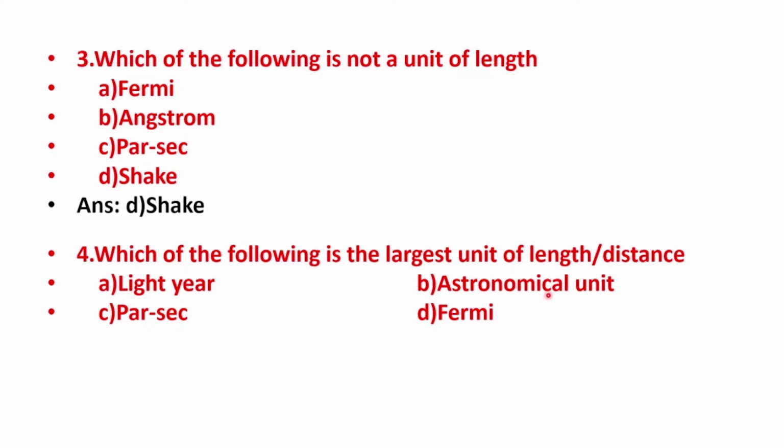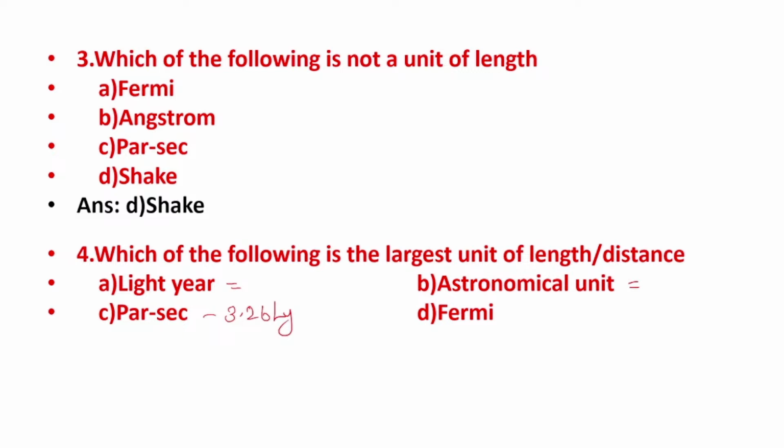Which of the following is the largest unit of length or distance? The largest unit is parsec. 1 parsec is equal to 3.26 light year. Yesterday we discussed that. Option C. Light year is equal to how much? 1.496 into 10 power 11 meter, that is the astronomical unit.